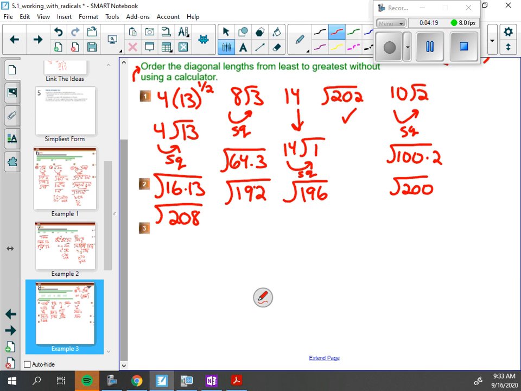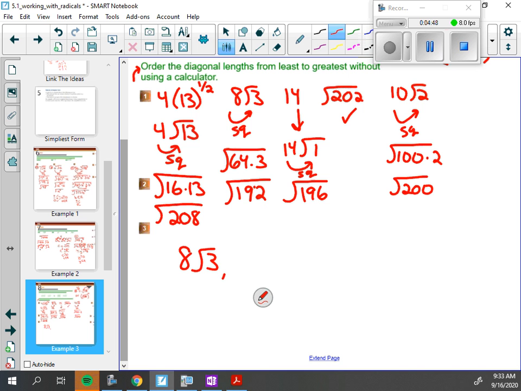Okay, they want them from least to greatest. What's the first one that should go on our list? The least. What's the smallest? Square root of 208, square root of 192, square root of 196, square root of 202, or square root of 200? 192, right? But when you put them in order, you need to put them back into the form they were in. So that one goes first.